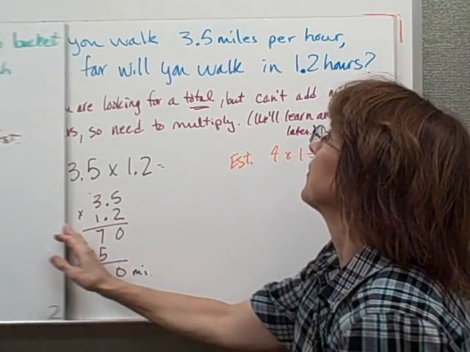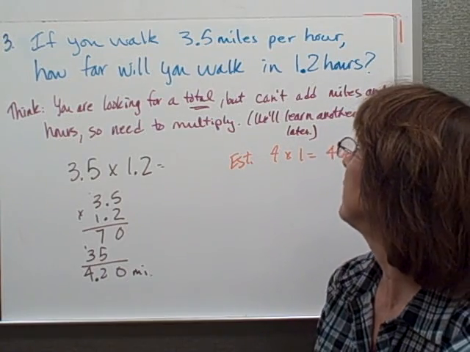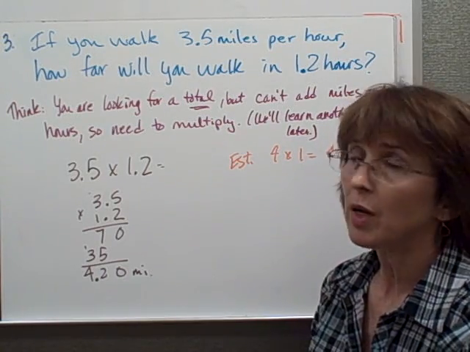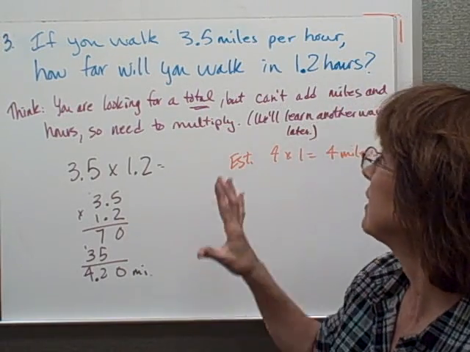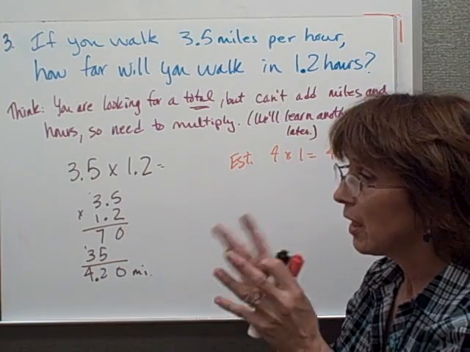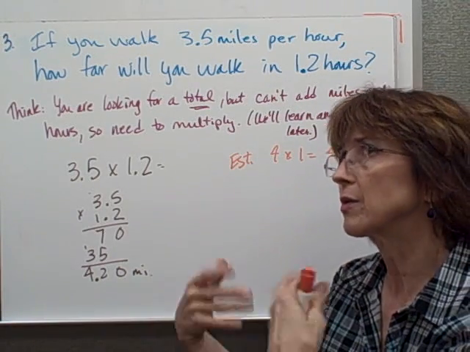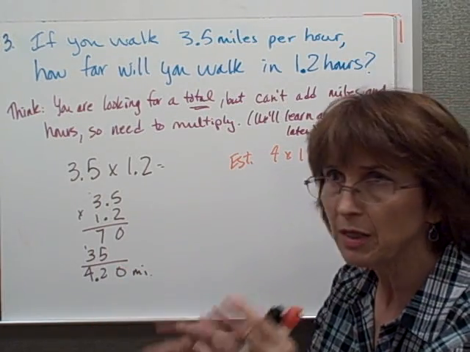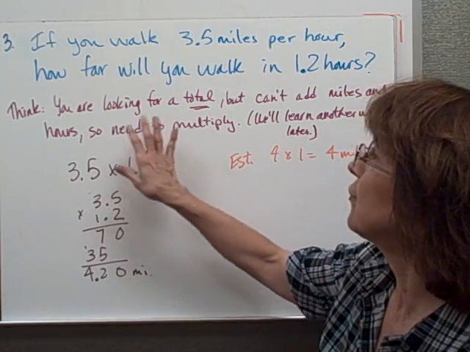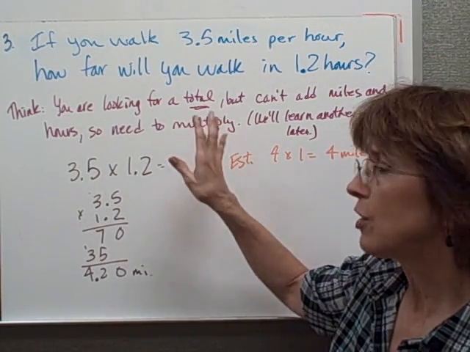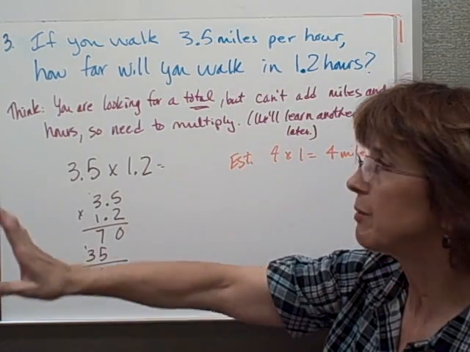All right, number 3. If you walk 3.5 miles per hour, how far will you walk in 1.2 hours? Okay, so again, you got to think. What they're really saying is, when I walk for a whole hour, I walk 3.5 miles, almost 4 miles. In a half hour, about 2 miles. However you want to make it think real practically for yourself is really good. Okay, so you're looking for a total. I'm not looking for each of anything. I walked that long. How far did I go? What's the total amount that I went?